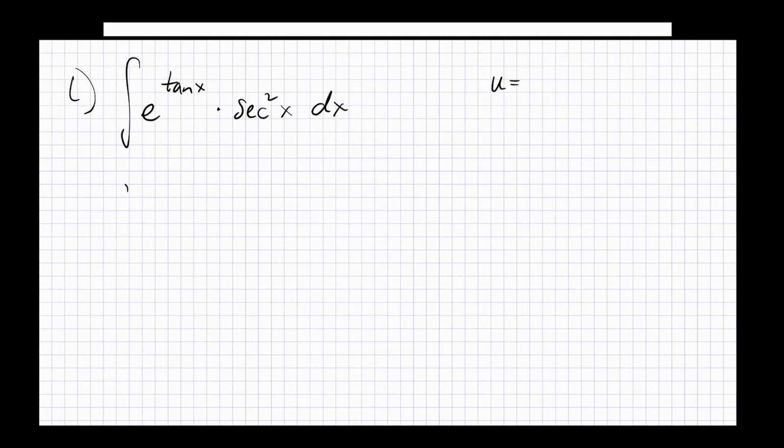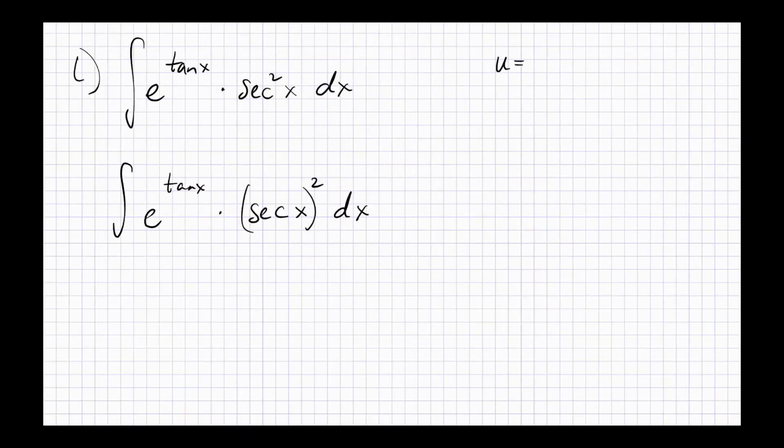Actually, you know what? Let me change it too. Because that's squared. Let me rewrite the squared. Not necessary, but it's just a personal preference for me. Okay. So I have three options, really, because there's only three things. I have e, I have tangent of x, I have secant of x. One of those three could be u. Which one is the correct one? Which one do you think is the correct one? We're looking for the argument.